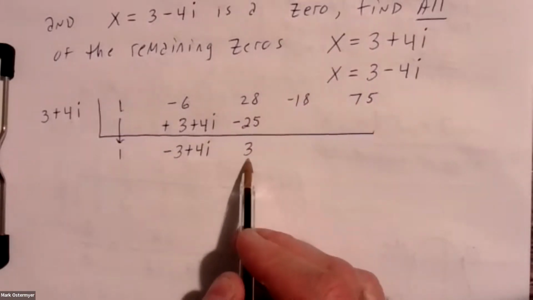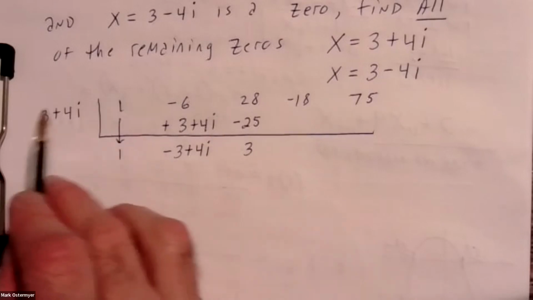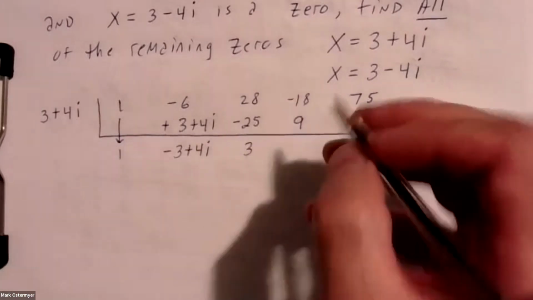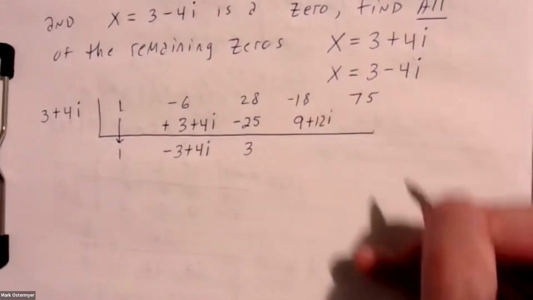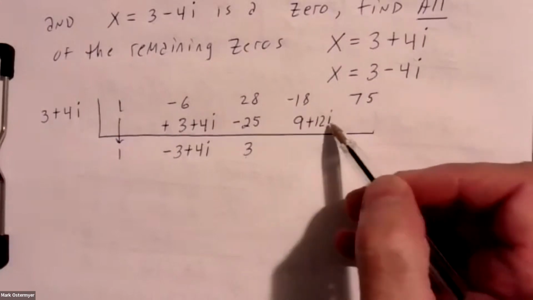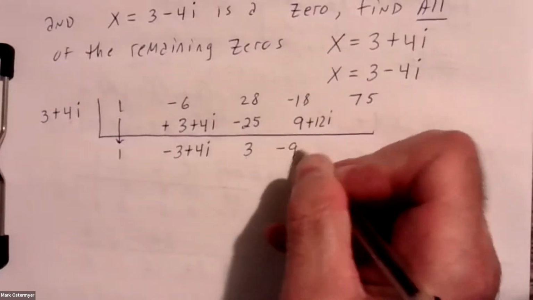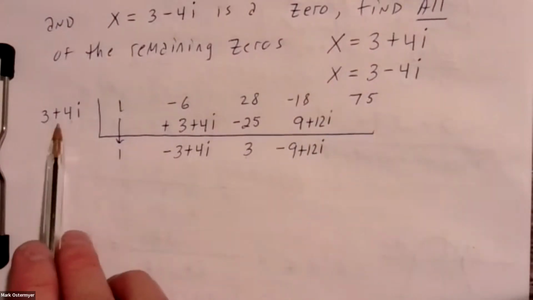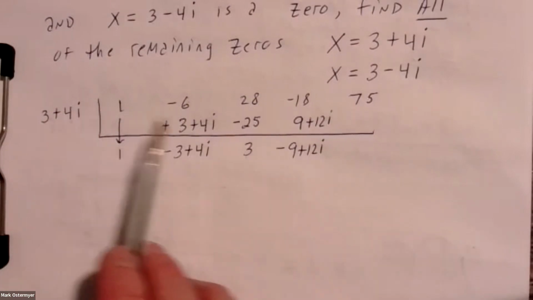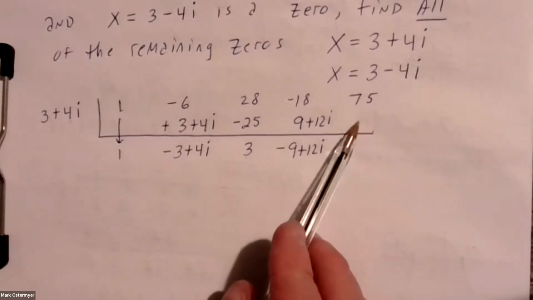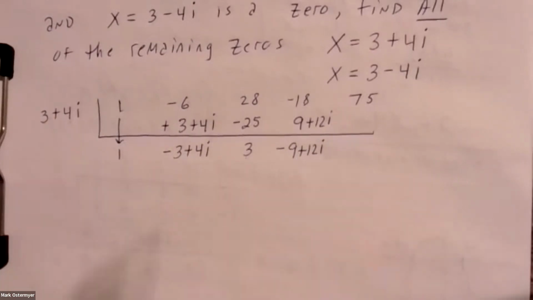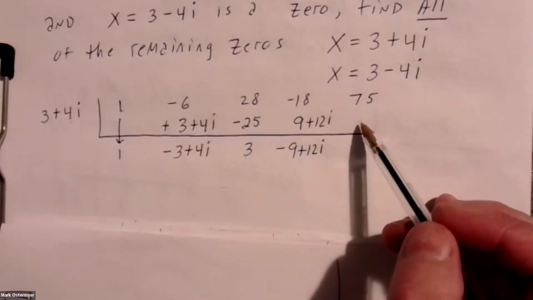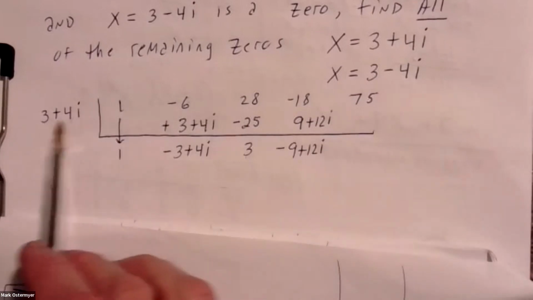Now what's 3 plus 4i times 3? What's 3 times 3? 9. And 3 times 4i is plus 12i. Add. Negative 18 plus 9 plus 12i. Negative 18 plus 9 is negative 9 plus 12i. And then we're going to multiply these together. What do they have to give us? They better give us negative 75, or else we made a mistake somewhere, because remember, this is a 0.